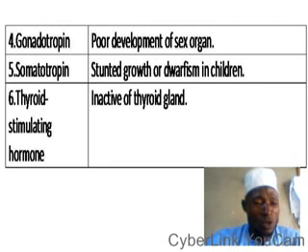Then another hormone to discuss its undersecretion is somatotropin, which is the growth hormone. Its undersecretion leads to the stunted growth or dwarfism in children. Another hormone to discuss its undersecretion is thyroid stimulating hormone. Its undersecretion leads to the inactivity of the thyroid glands to secrete the hormone thyroxine.